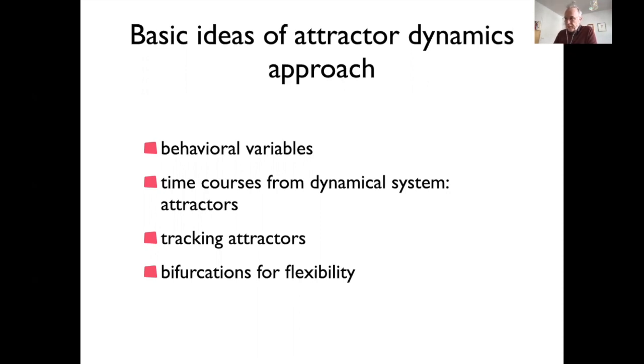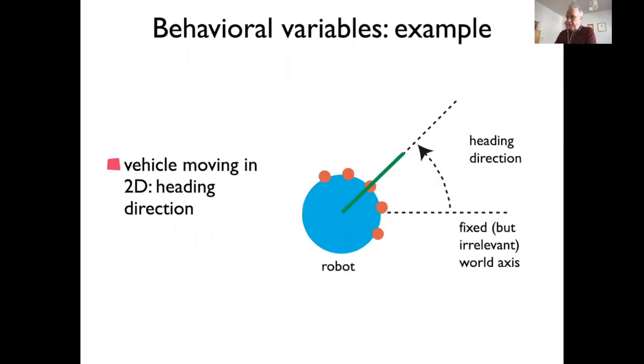I'll talk briefly about variables. We call them behavioral variables. Those will be the variables in terms of which we plan paths and motion. I'll talk about how time courses for those variables are generated from dynamic systems. They will be generated as attractor states. I'll talk about how tracking these attractors as they move generates complex behavior. And I'll talk about how flexibility arises from bifurcations where these attractors switch to repellers or disappear and so on. So that will be pretty much the first half of this lecture. And then I'll show an applied example in the second half.